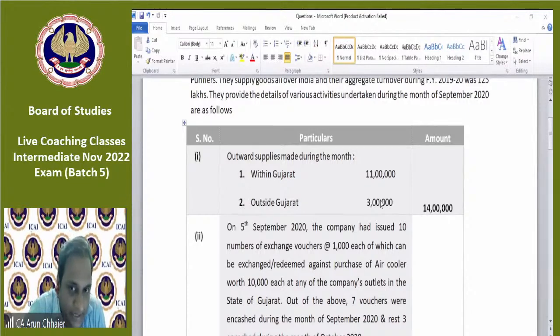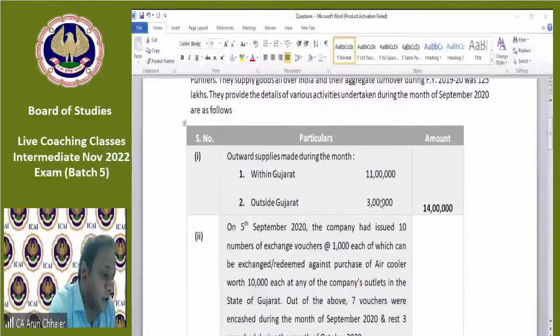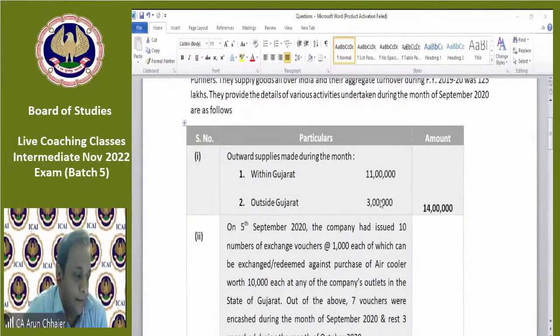Fine. Please tell me in this case, whether it is identifiable which item I'm going to buy at the time of redemption. Is it identifiable or not identifiable? Please tell me, in the given case, serial number 2, what will you say? Voucher is identifiable or not identifiable?